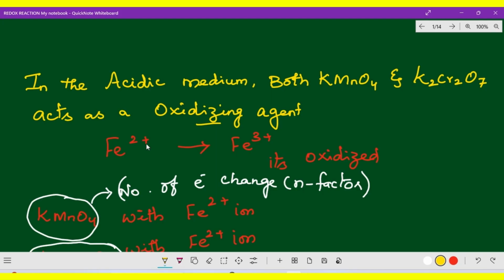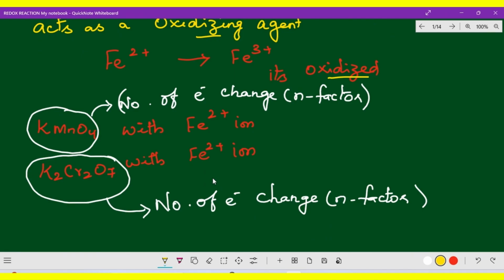So Fe2 plus is converted to Fe3 plus, so it is oxidized. Oxidized means it is a reducing reagent. So KMnO4 and K2Cr2O7 are oxidizing agents, because the process is reduction. And in the same way, oxidation means a reducing reagent. I hope you got that idea. Now the next point: we have to identify the N factor. The N factor is nothing but the number of electrons change while doing the process.